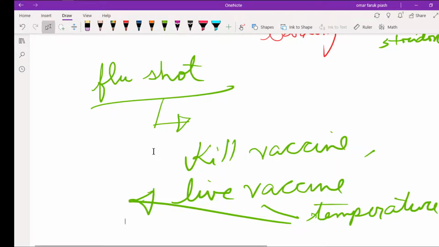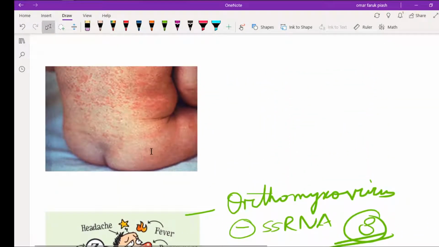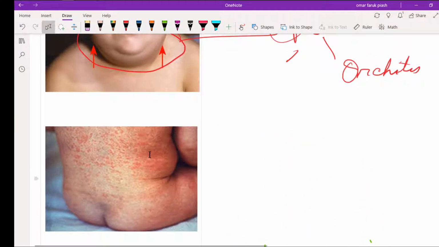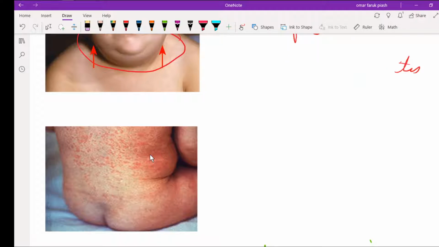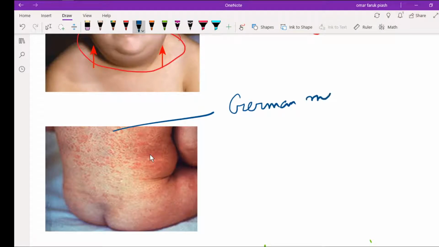And the last thing I would like to discuss is rubella. Rubella is a different virus, a togavirus. Rubella is not orthomyxo or paramyxo. This is a togavirus, and it is known as German measles, or 3-day measles.